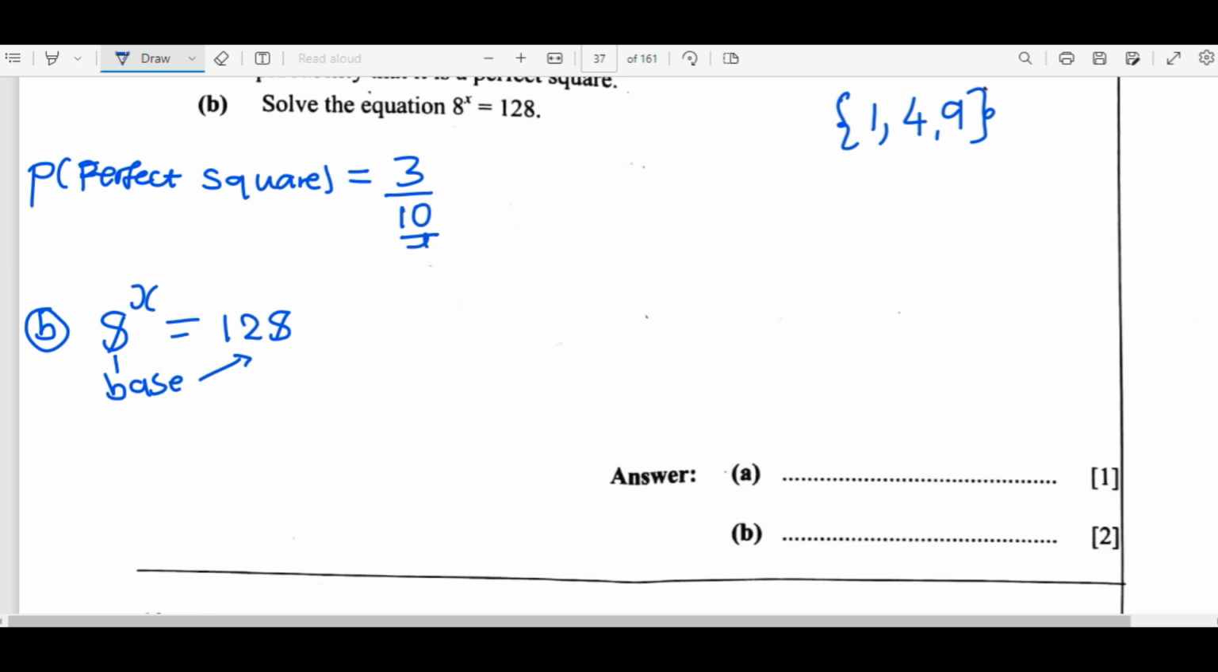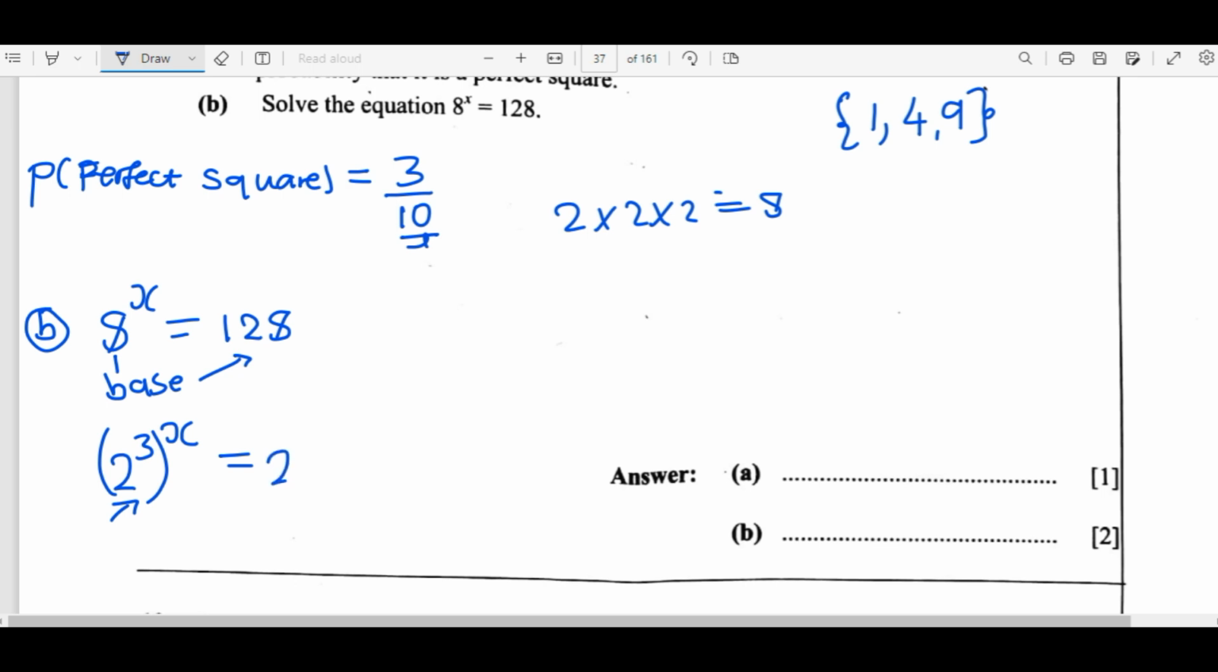So 8 is the same as 2 raised to the power 3, because we know that 2 times 2 times 2 is equal to 8. So 2 raised to the power 3 is 8. Then we put our x outside here. So since we have the base 2, we also have to write our 2 here.